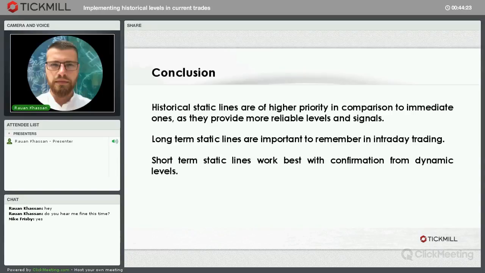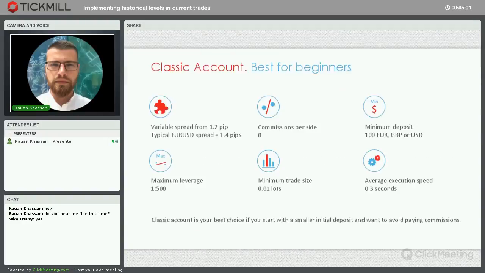Historical static lines have higher priority in comparison to immediate ones, as they provide more reliable levels and signals. Secondly, long-term static lines are important to remember in intraday trading. They are usually visible only on bigger time frames, and it is important to include them in intraday charts as well. Finally, short-term static lines work best with confirmation from dynamic levels. When you see a confirmation, you can trust this tool more.